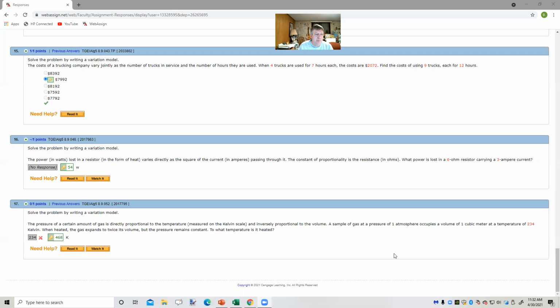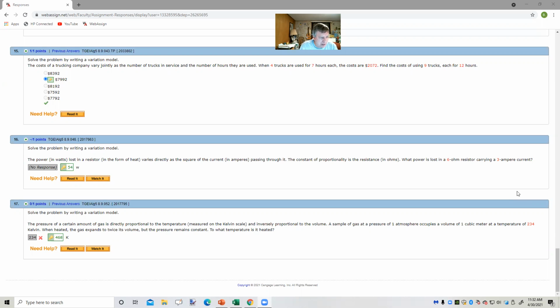16, it says, solve the problem by writing a variation model. The power in watts lost in a resistor in the form of heat varies directly as the square of the current in amperes passing through it. The constant of proportionality, which I've referred to as the variation constant, K, is the resistance in ohms. What power is lost in a 6 ohm resistor carrying a 3 amp current?